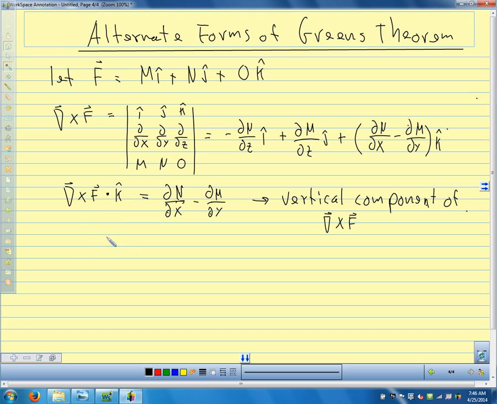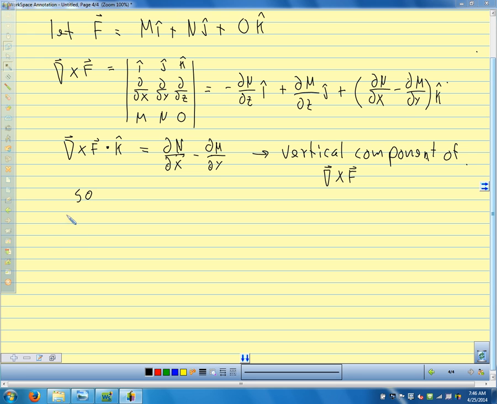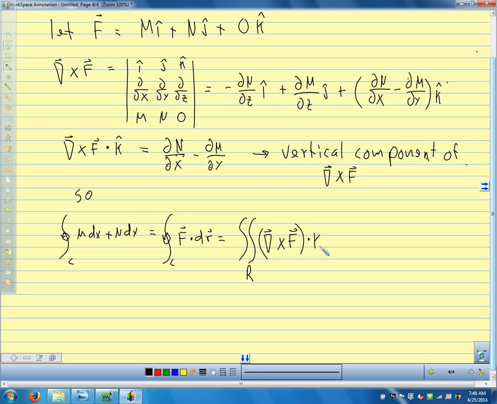And so Green's theorem is telling us that the line integral around our closed curve of M dx plus N dy, and we also said that is the same as the line integral around our closed curve of F dot dr, is the double integral over our region of del cross F dot k hat dA.